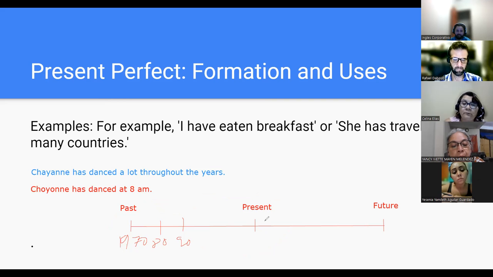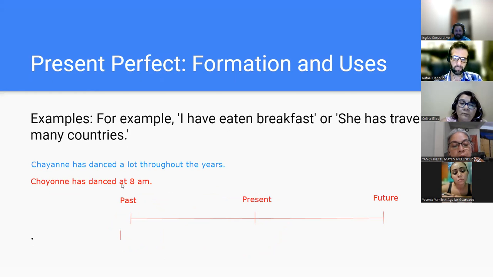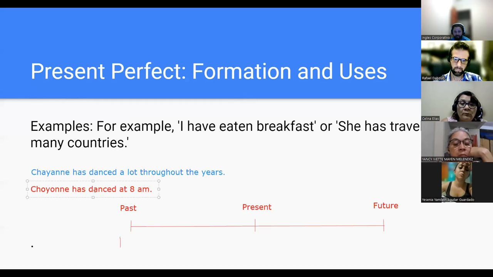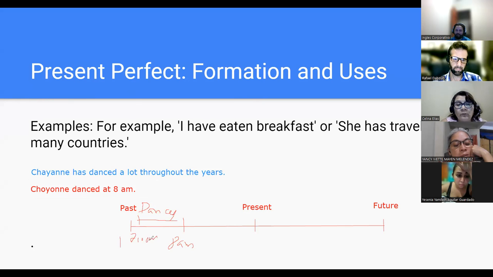And you notice how it has an effect in the present, right? So we cannot say Cheyenne has danced at 8 a.m. because we would be inferring that Cheyenne finished the action, right? So let's say that it was 8 a.m. here. So the action started here, so he was dancing, he danced here. So he started maybe at 7 a.m. So he wakes up and he doesn't even brush his teeth. He doesn't take a shower. The first thing that Cheyenne does when he wakes up is dancing, right?